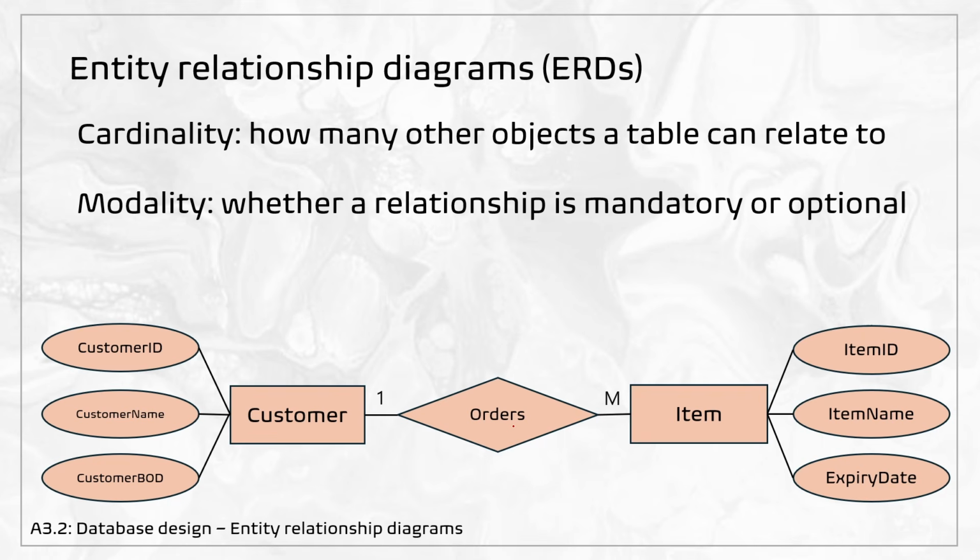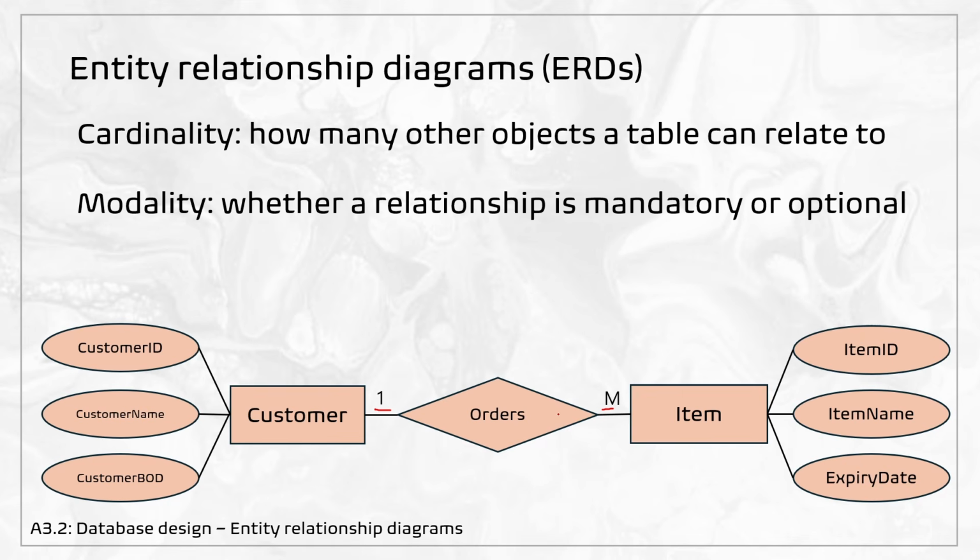Finally, there's many-to-many, which is when the one-to-many relationship goes both ways. For example, in a university, a student can enroll in many courses, while a course can hold multiple students. We can show cardinality on an ERD with these symbols over here. These symbols show that one customer can order many items.